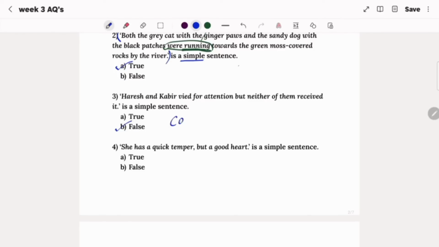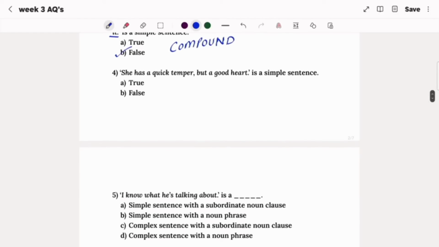It is a compound sentence, as it has two independent clauses. This is one independent clause. There are two independent clauses, and they have been joined by a coordinating conjunction, which is "but". Two independent clauses joined by a conjunction. So it is a compound sentence, not a simple one.